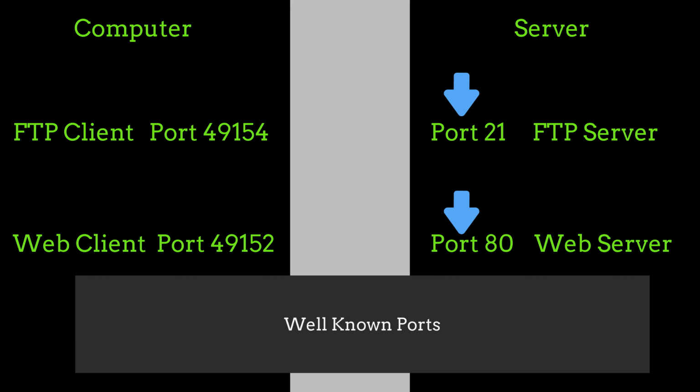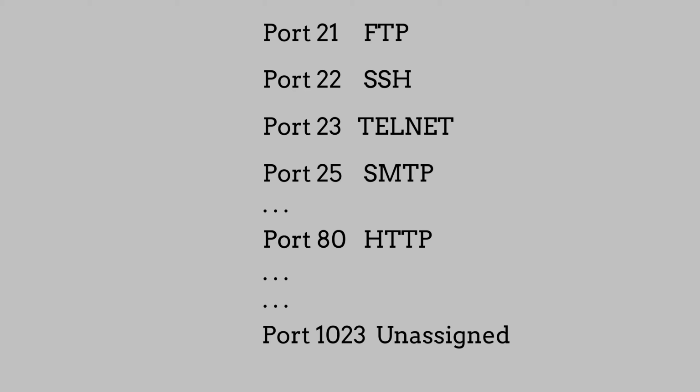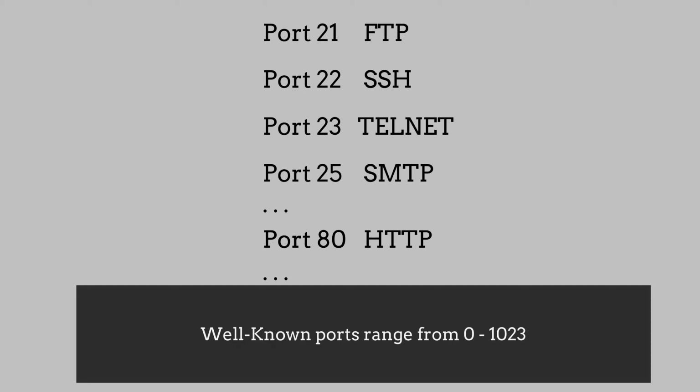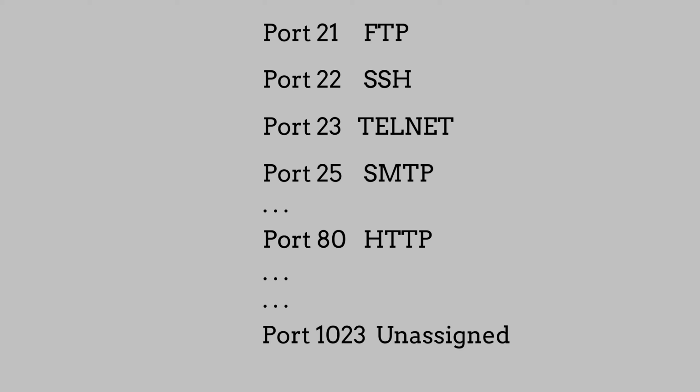These server ports are called well-known ports and are used by the server software for well-known protocols. These port numbers range from 0 to 1023 and are recognized universally. Some examples of well-known ports include port 22 for SSH or Secure Shell, port 23 for Telnet, and port 25 for SMTP or Simple Mail Transfer Protocol.